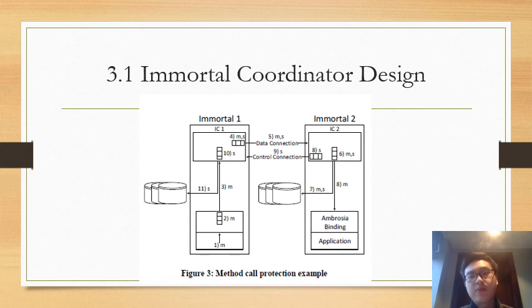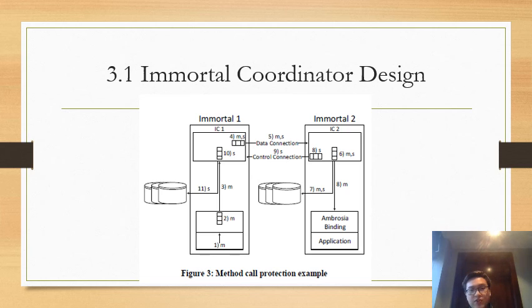Now, you may be curious about how the Immortal coordinator actually works. Now let me show you an example. It is a method call protection example, and here the numbers are the steps of a method call. M stands for a message, and S stands for a sequence number, which I will explain later. Now let's look at this example.